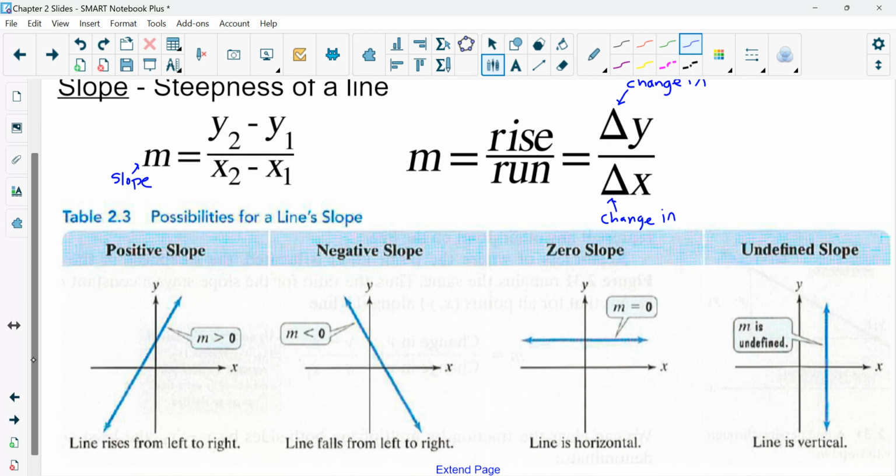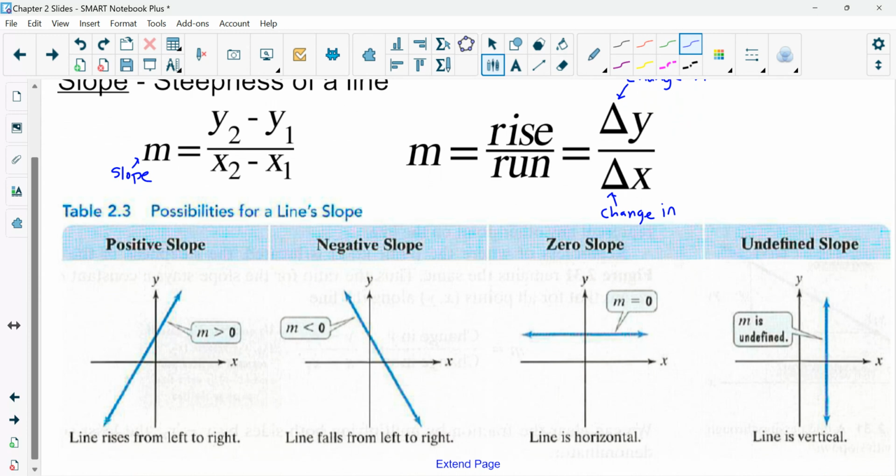All right, then we also have the four different types of slopes. So we have positive slopes that are going to go up from left to right. Our negative slopes go down from left to right. So if it's positive, that means your slope is going to be positive, greater than 0. If it's negative, that means your slope is a negative number, less than 0.